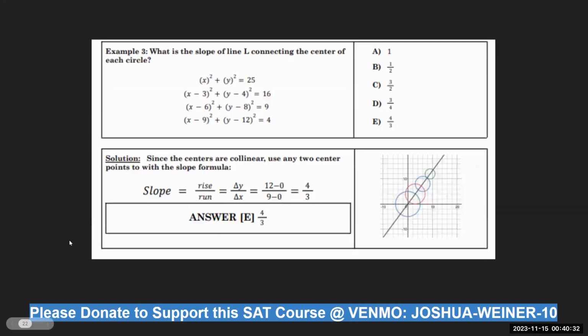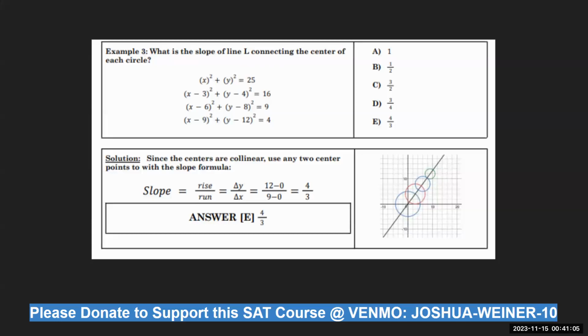Let's go to the next one. Example 3. What is the slope of the line connecting the center of each circle? There's four circles drawn. You can see the four equations for each. And there's sort of like ripples in the water going along, right? You can see here the four circles kind of overlap as they go with a positive slope to the right.